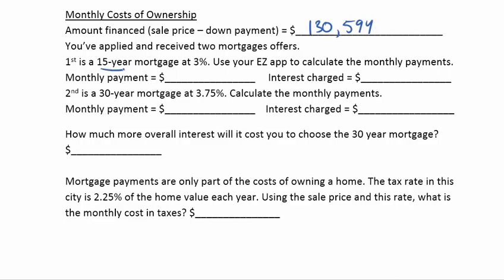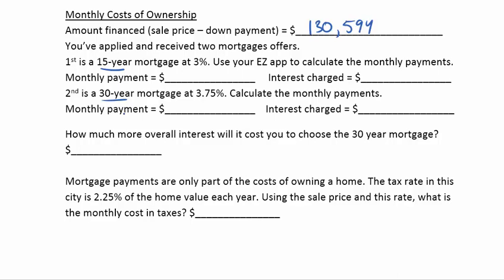So we've applied for and received two mortgage offers. The first one is a 15-year mortgage. The second is a 30-year mortgage. And so we're going to use our Easy app now to calculate how much the payments are going to be. So I'm just going to use the regular loan calculator here. You don't have to use any of the other ones, the home mortgage or anything like that.